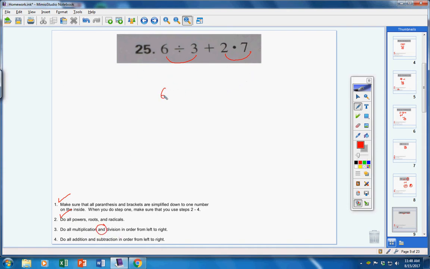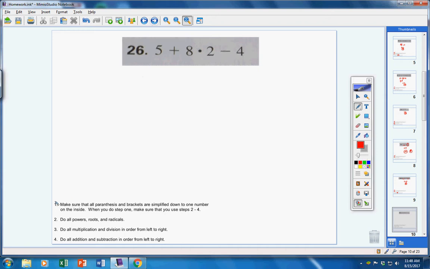So if this problem would have said 6 divided by 3 times 2, you would first do the division, and then the multiplication. You go left to right. Okay? So I see division and multiplication. 6 divided by 3 is 2, plus 2 times 7 is 14, and 2 plus 14 is 16. And there we go.